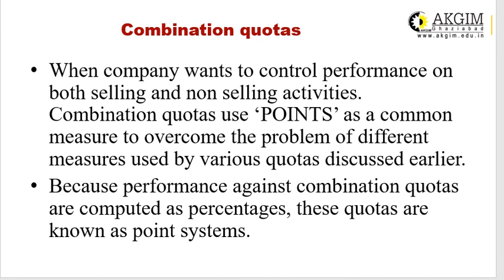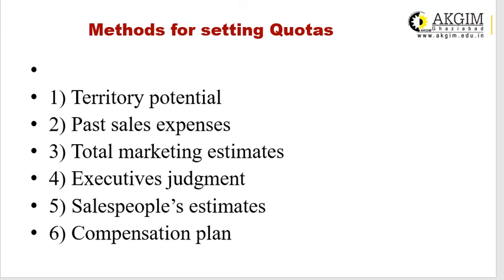Then we come to the combination quota. From the name itself you can understand that it's a combination of two types of quotas. When a company wants to control performance on both selling and non-selling activities, the combination quotas use points as a common measure to overcome the problem of different measures used by the various quotas discussed earlier. Because the performance against combination quotas is computed as a percentage, these quotas are known as the point system.